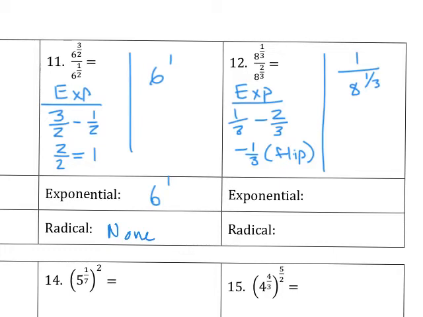Okay. For number 12, when I subtract my exponents, 1/3 minus 2/3, I get a negative 1/3. Remember, a negative exponent tells me to flip, so I get 1 over 8 to the third power. So that's going to be my exponential form. So then my radical form is not any majorly different when I convert it. I just leave that radical on bottom. So 8 is still the base. 1 is the exponent inside. 3 is the exponent outside. Cool. Any questions?